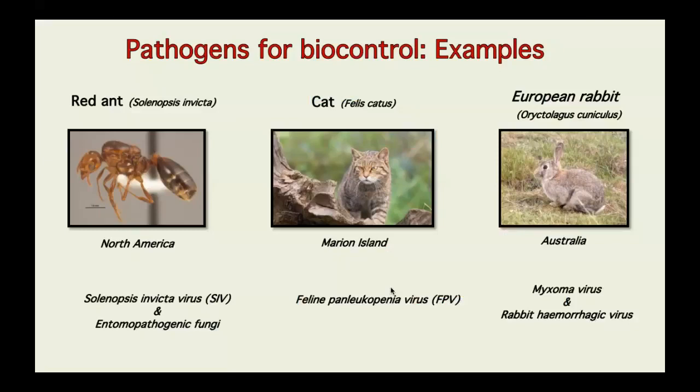Marion Island is an interesting one where feral cats were completely eradicated using a combination of trapping, shooting, and feline panleukopenia virus. So they introduced this virus and they were able to completely eradicate feral cats on that island. They weren't just killing them for fun. The feral cats were totally decimating migrating seabird populations on that island.